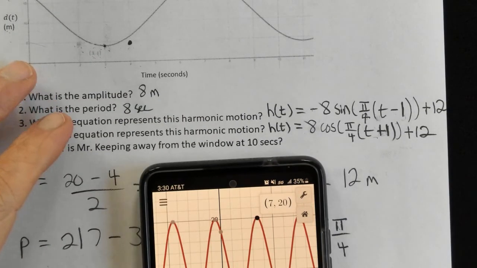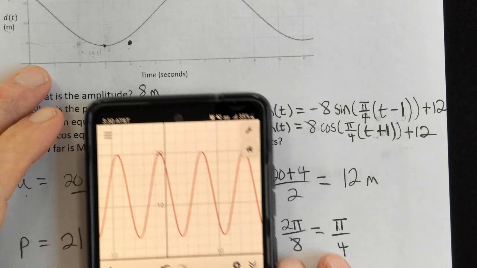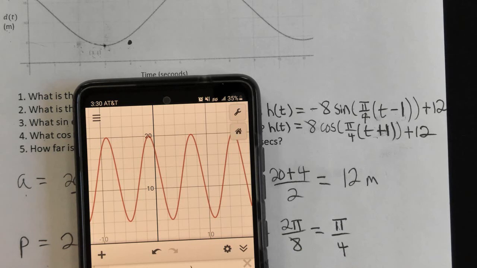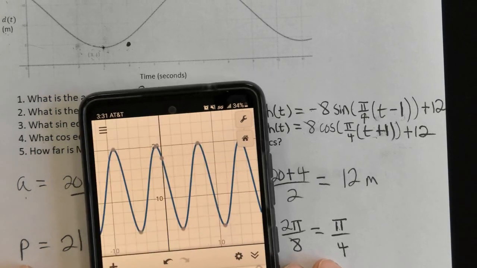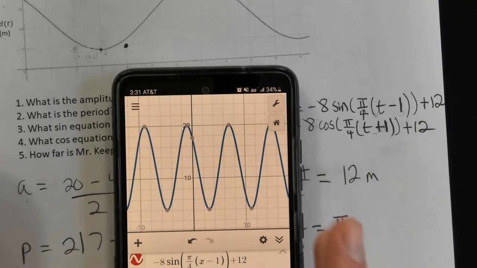What about if I wanted to check the cosine one? Let's do that and make sure. So we'll go 8 cosine, we'll open. Whoops, open too many there. So again, we're at pi over 4. And we'll open another set of parentheses and go x plus 1, close it off, close it again, add 12. And as we see, it falls right on top of the other graph. So we do know that these are the 2 correct equations that we have come up with.